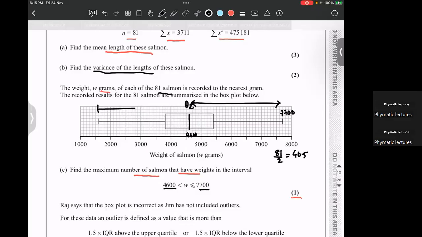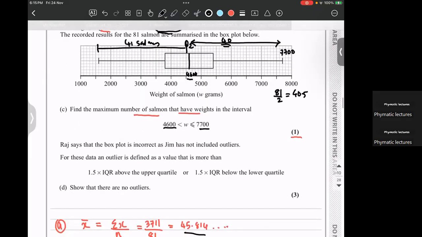So that means 41 salmon's weight lies below or exactly equal to 4,600 grams. Altogether we measured 81, so 41 are already measured below 4,600 grams. So above it is 81 minus 41, which is 40. Clear? So the answer for this question is 40.